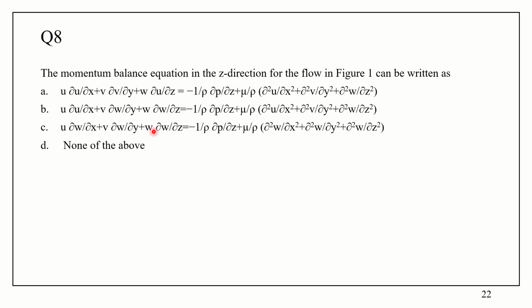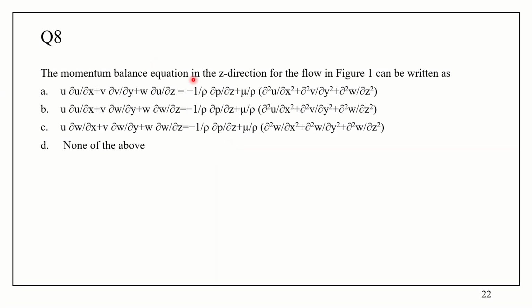So the answer is option C, u into dou w by dou x plus v into dou w by dou y plus w into dou w by dou z equal to minus 1 by rho dou p by dou z plus mu by rho dou square w by dou x square plus dou square w by dou y square plus dou square w by dou z square. So this is the general equation.